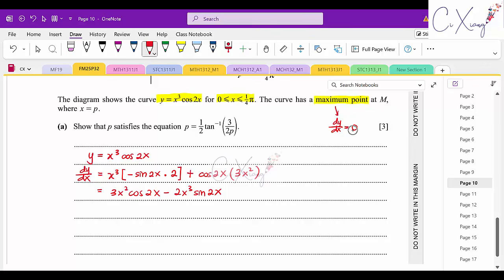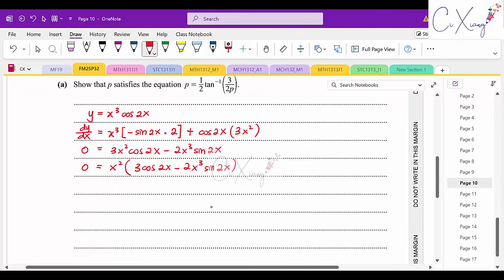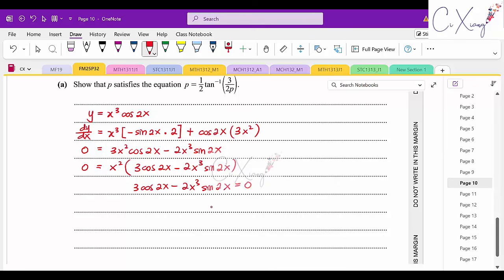So I try to simplify and rearrange my dy dx. Then I have to let dy dx equal 0 if I want to find the x coordinate of the maximum or minimum point. So I let it equal 0 and try to solve this equation. How can we solve the equation here? Basically, I can factorize out the x squared. Then I'm having 3 cos 2x minus 2x cubed sine 2x. Then x squared equals 0, and also this equation equals 0, right? So I continue to solve this: 3 cos 2x minus 2x cubed sine 2x equals 0.